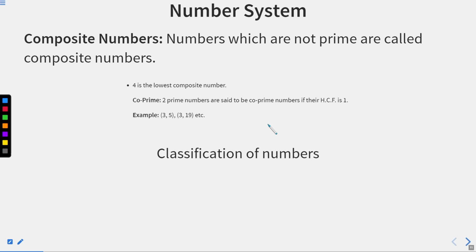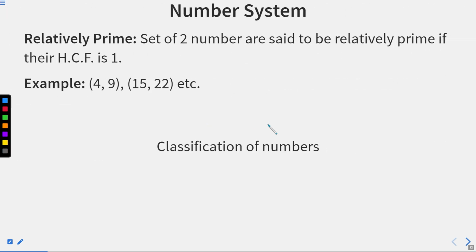So what is a coprime, or we can say a relatively prime number? Two numbers are said to be relatively prime if their HCF is 1. For example, 4 and 9, their highest common factor is 1. 15 and 22, their highest common factor is 1. So these are some examples of relatively prime numbers. To check for relatively prime numbers, we must have two numbers and then we check with respect to each other whether they are relatively prime or not.